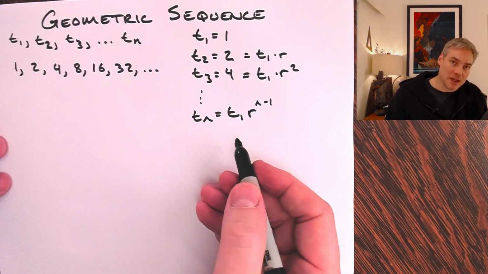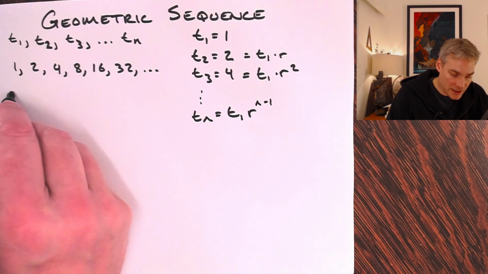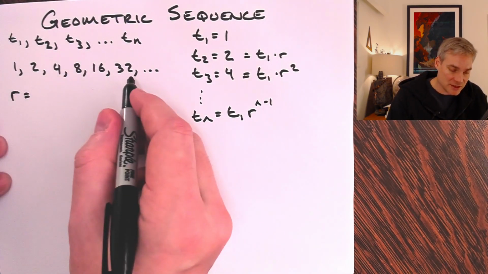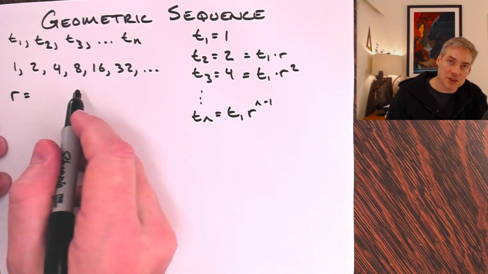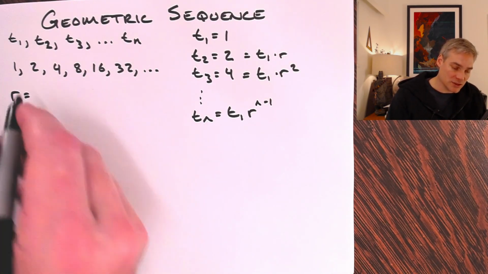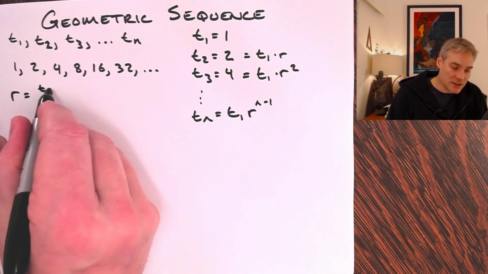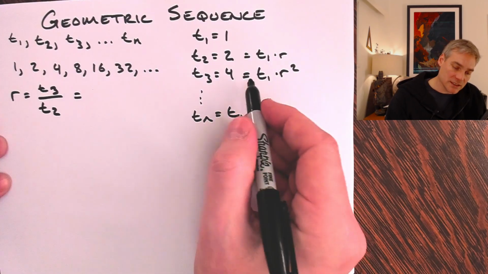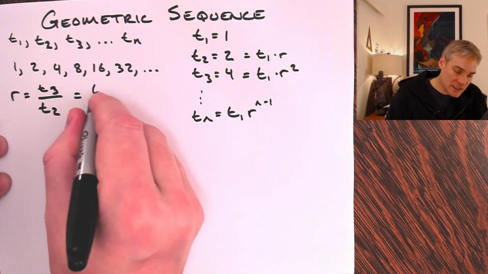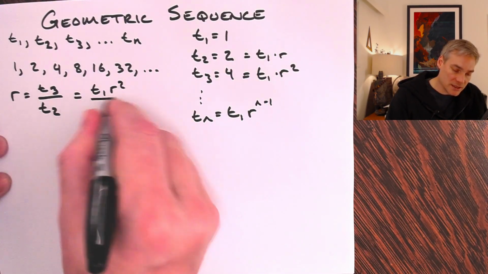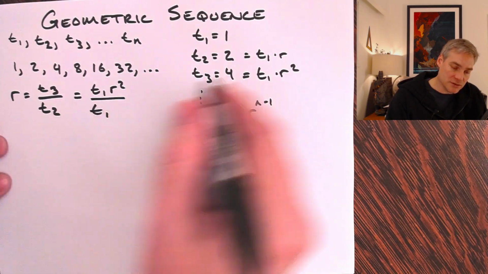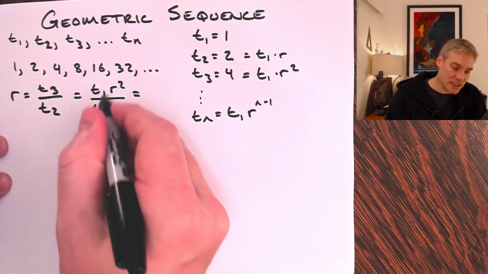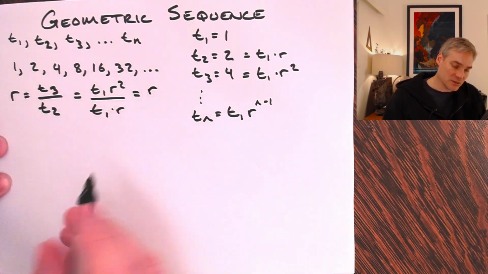Well, what if I wanted to find the ratio? Let's say I have all these terms and I want to find the ratio. Well, I could just take two terms and divide them, right? So if I have t3 and I divide it by t2, well, if I look at this equation, t3 is t1 r squared divided by t2, which is t1 times r. And those cancel, and the r cancels one of them, so I'm just left with r.